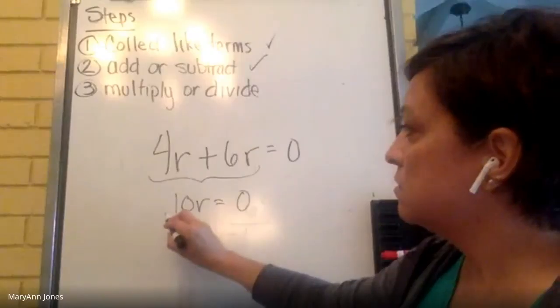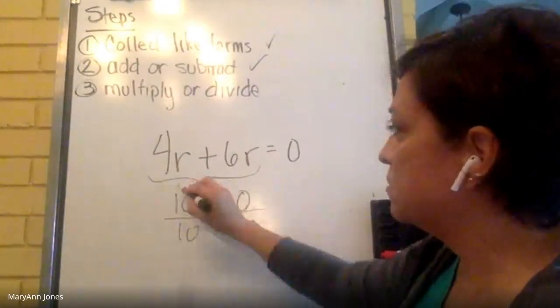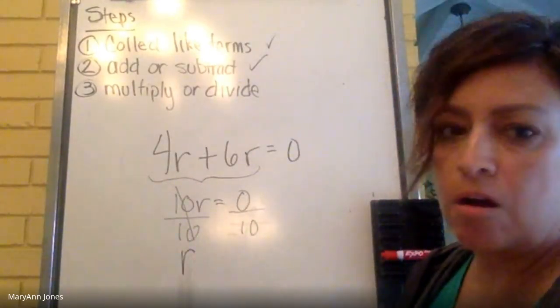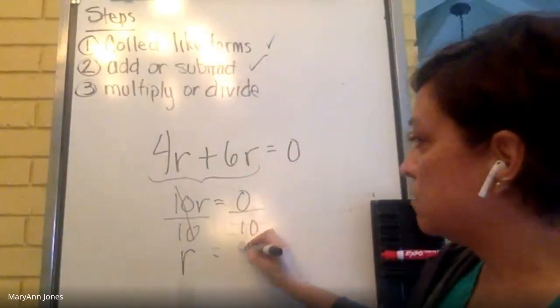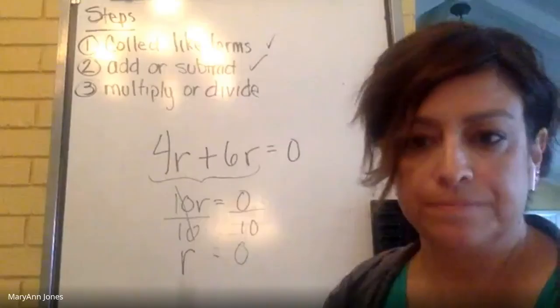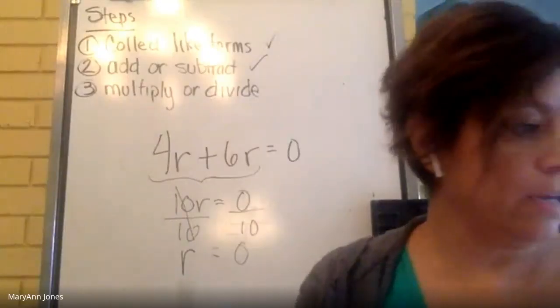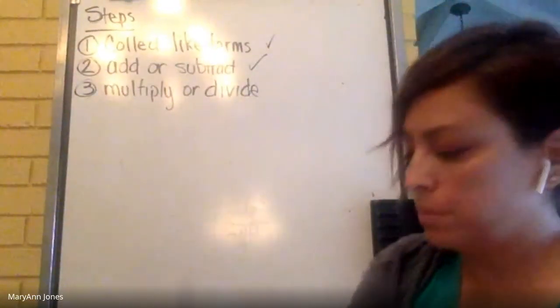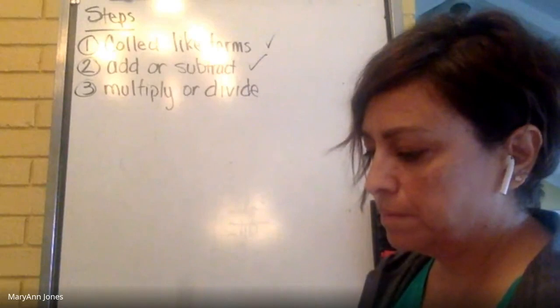What are we going to do to both sides? You're going to divide it by 10? Good. So 10 divided by 10 is 1. That was our goal, to get the R all by itself, R equals. And then 0 divided by 10 is 0. Yep, you guys got it right. All right, try a couple more. This shouldn't be too hard, so hopefully you guys can do the 10 problems with no problem.